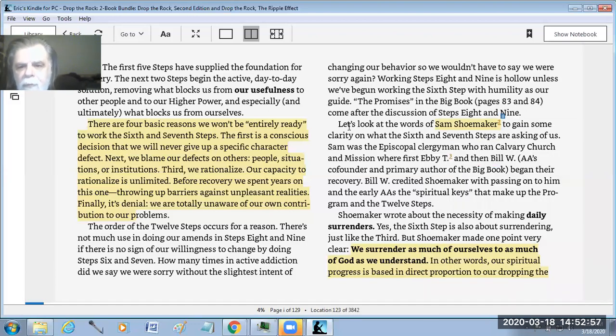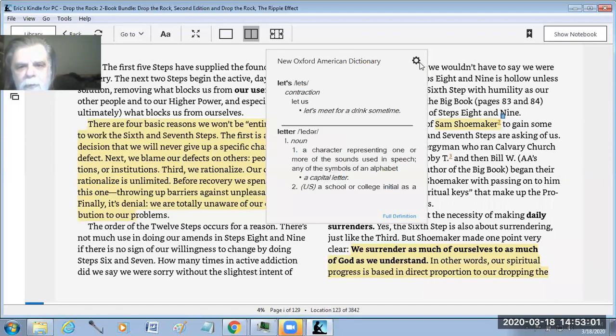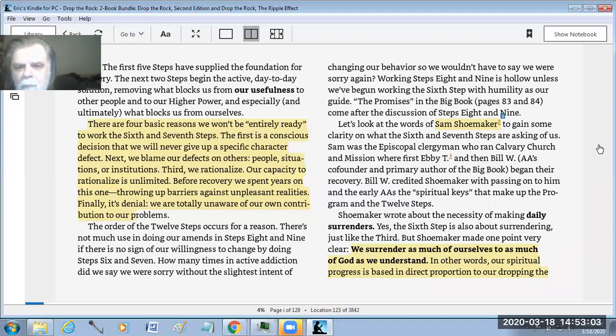So let's pick up here with his words. Whoops, I clicked it twice, sorry. Let's look at the words of Sam Shoemaker to gain some clarity on what steps 6 and 7 are asking of us.